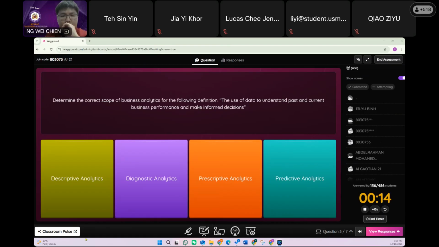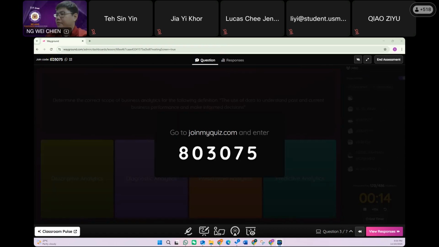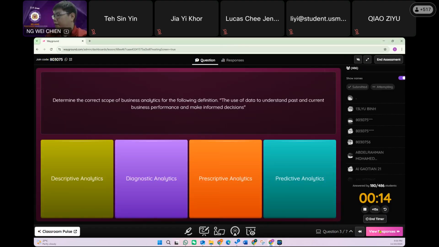Can you send a QR code? You can go to this link and put the code to join. I need to end. How come it's so slow? That's why we need a trial run.